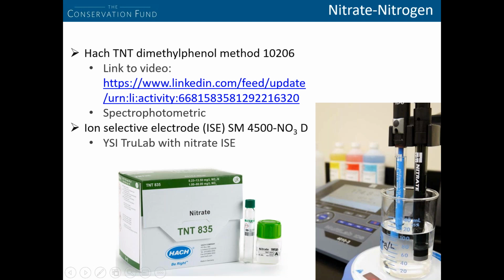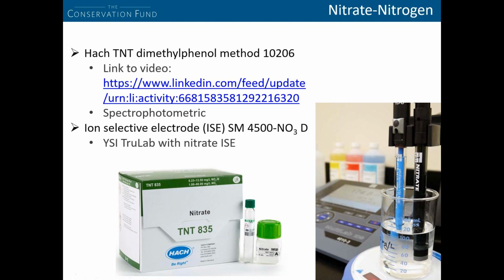So this method does require the addition of a liquid reagent. However, it is still very simple. And I've linked to a demonstrative video for this method as well. And there is a picture of the test kit in the bottom left of the slide.